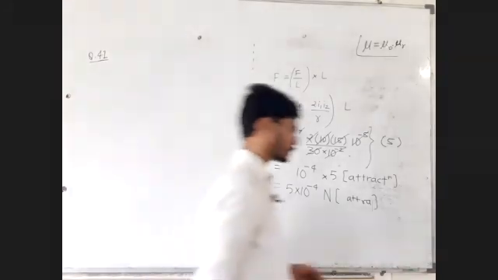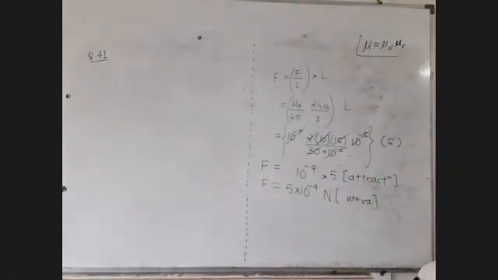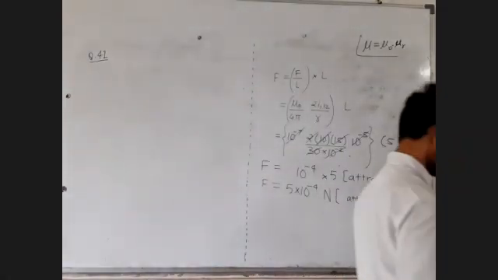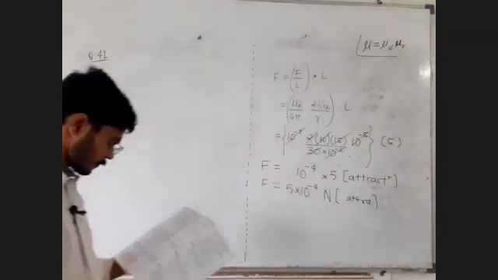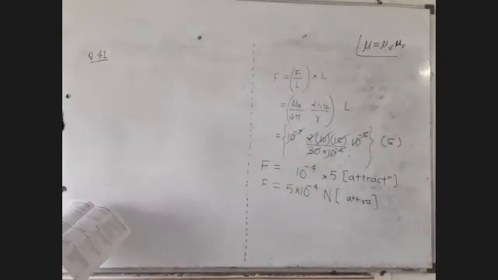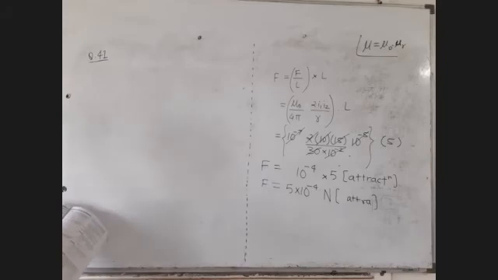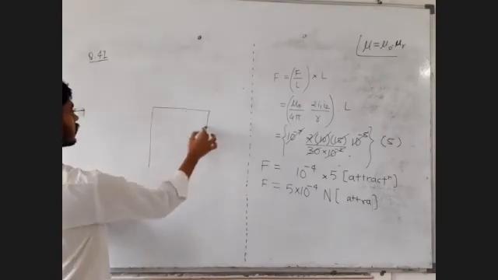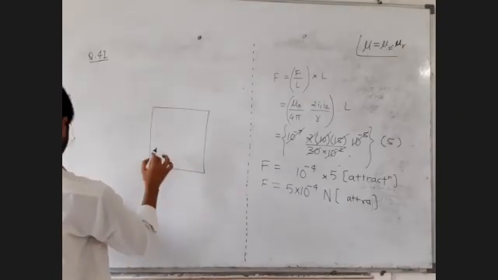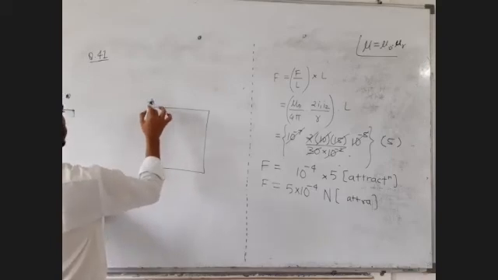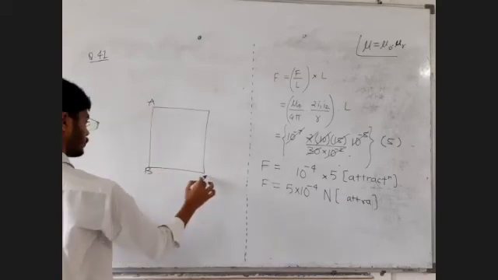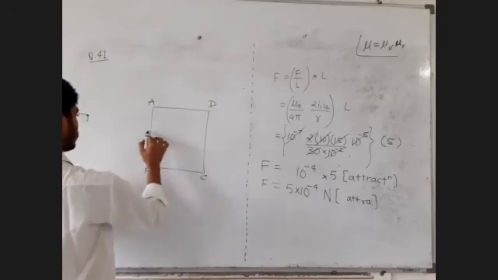Question number 41. In the adjoining figure, the force on current carrying loop ABCD due to the long current carrying wire will be. I have to find the force on the loop. Rather, look at how the current flows in the loop ABCD.